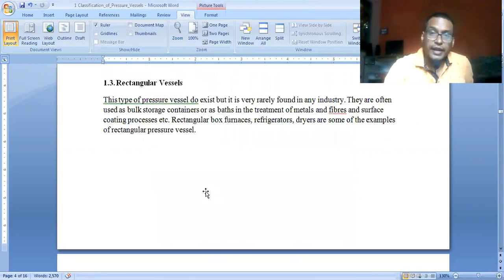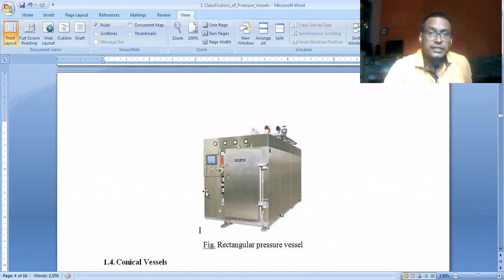Then the rectangular vessels. These rectangular vessels are used in the case of furnaces, then refrigerators, dryers. Different applications use rectangular vessels. Even in the case of silos, rectangular vessels are provided.